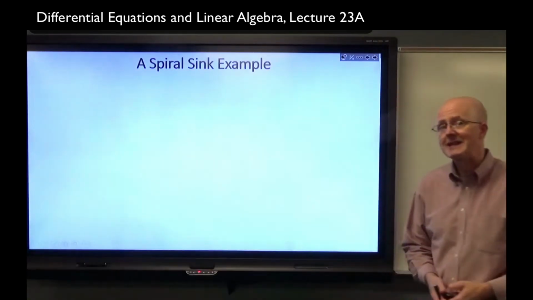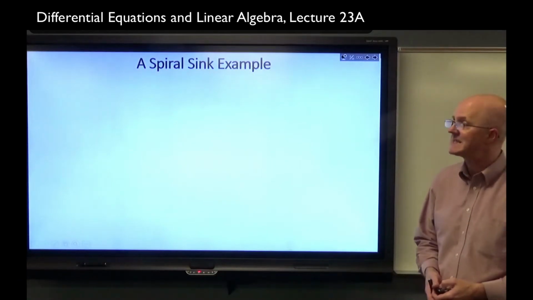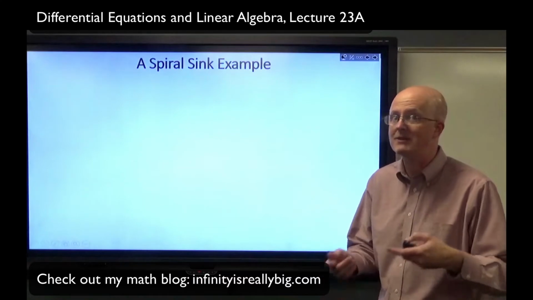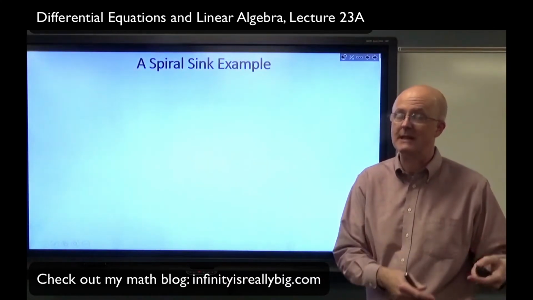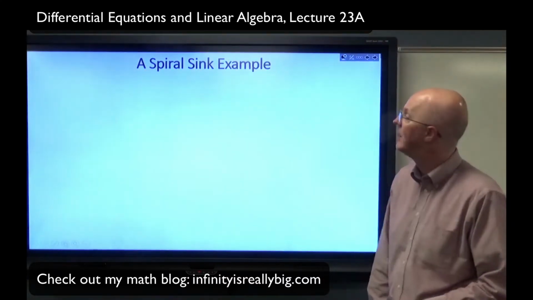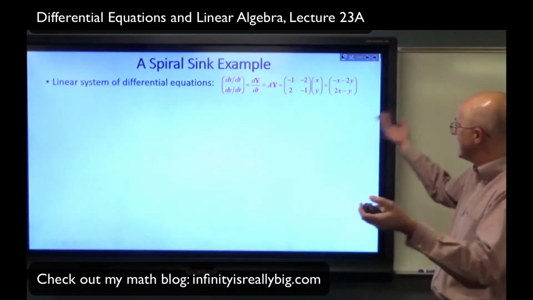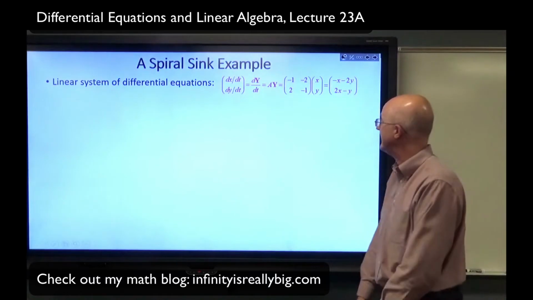All right, so let's look at some examples. This is going to be a spiral sink example. Actually, this example will be in enough detail that we won't have time to do a spiral source example, but I will indicate what would happen with the spiral source example. So here's our linear system. Looks like a pretty ordinary looking linear system.